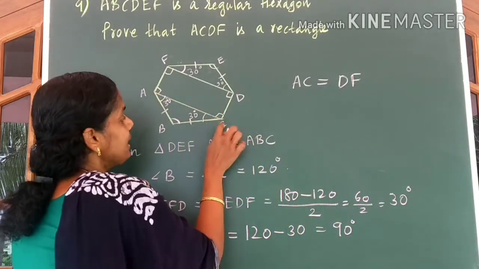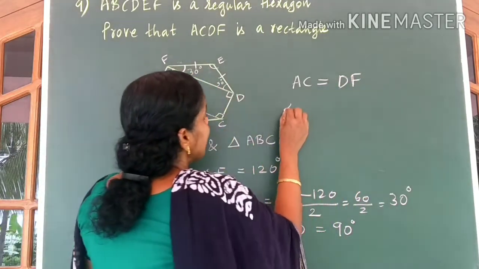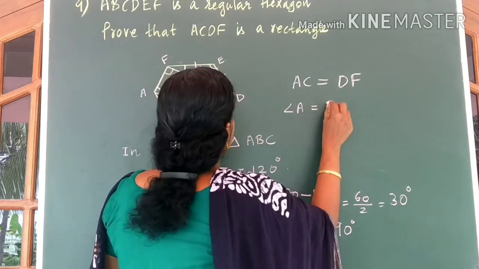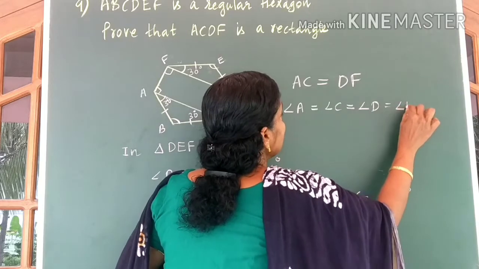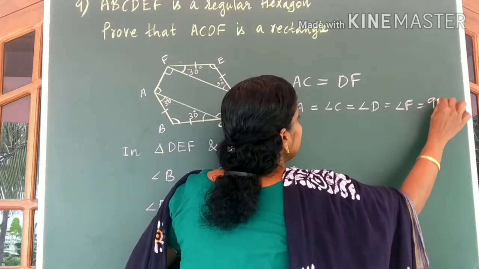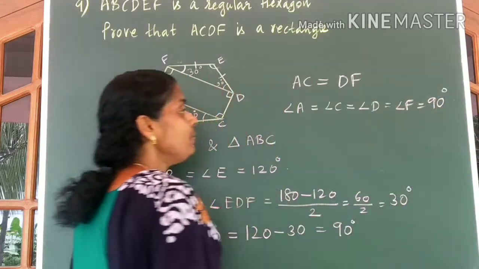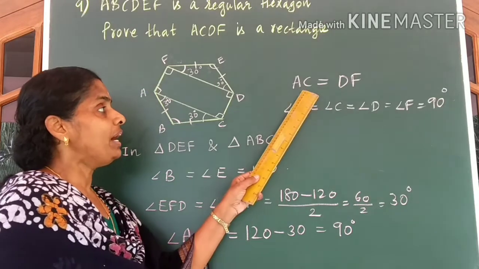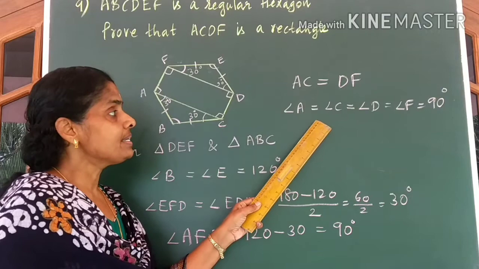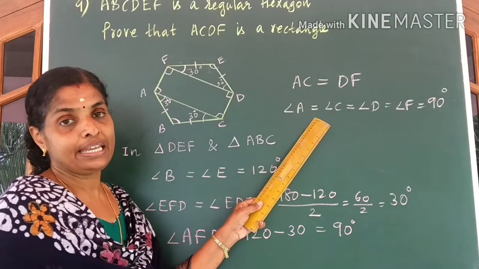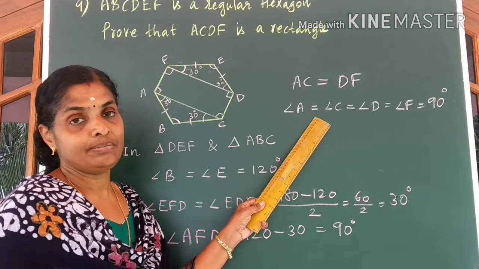So in ACDF, each angle, that is angle A is equal to angle C is equal to angle D is equal to angle F is equal to 90 degree and one pair of opposite sides are equal. Hence, the figure ACDF is a rectangle.